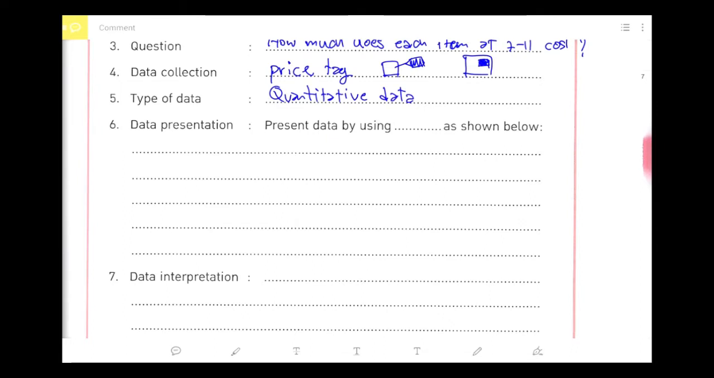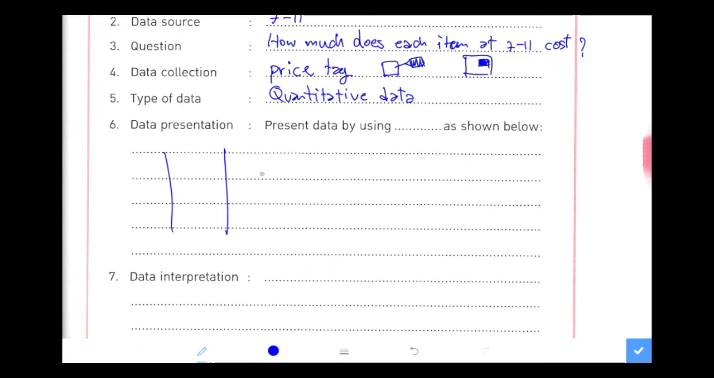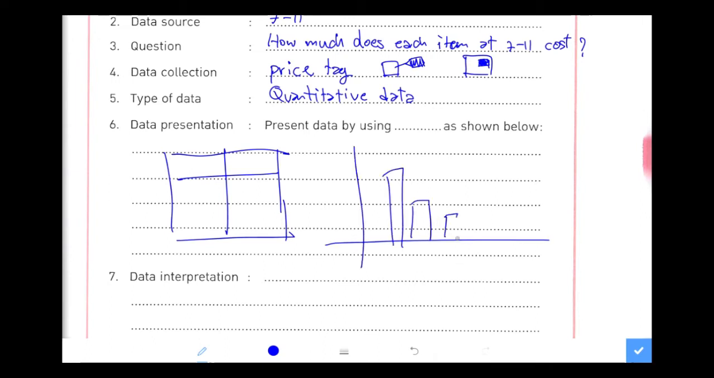If you want to use the table, you need to have the columns and the rows. If you want to use the bar chart, it has the height. So the height of it would be like the price, something like that, and then this one is like the item. So it's up to you, right?